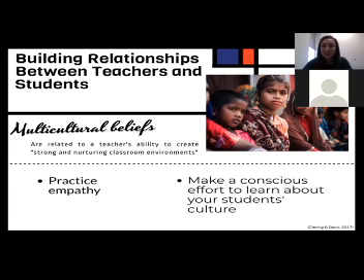Do your own research, ask questions, and give them opportunities to share and teach. The book I mentioned earlier, Why Are All the Black Kids Sitting Together in the Cafeteria by Dr. Beverly Tatum, has a quote by a student that I'd like to share.